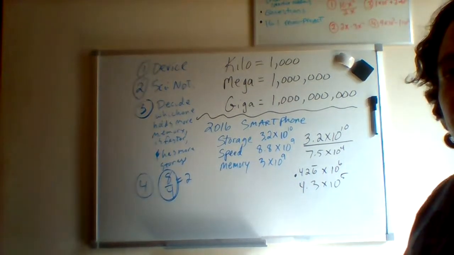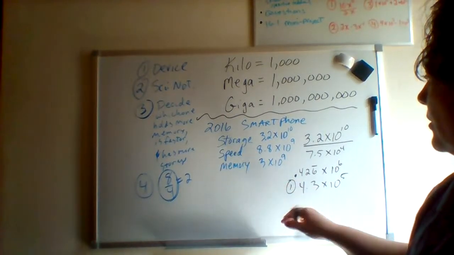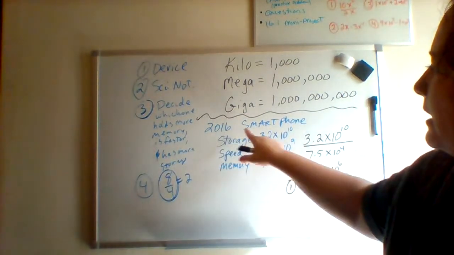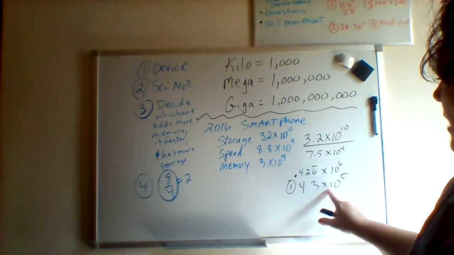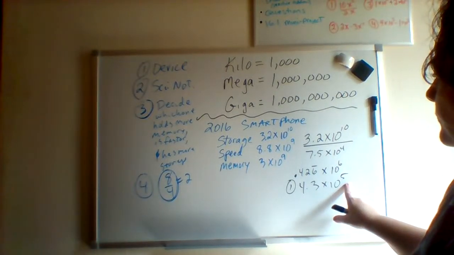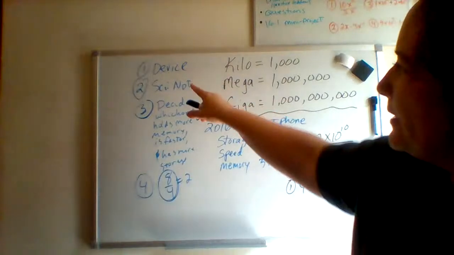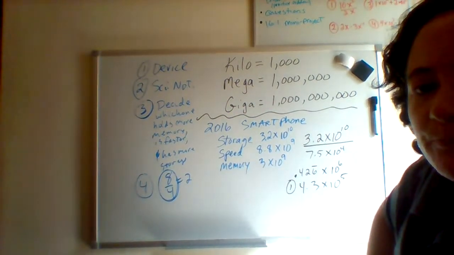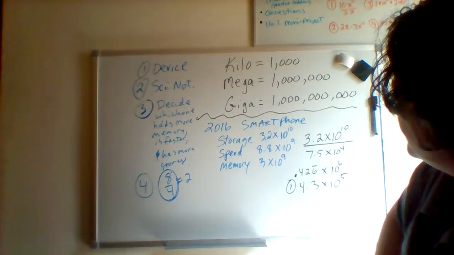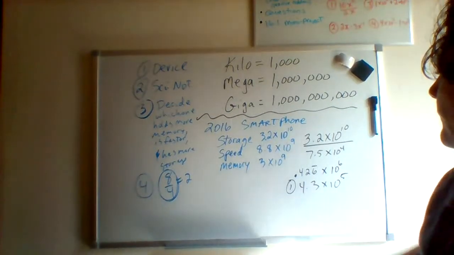So for me, I have my first answer. My first answer is that a 2016 smartphone has 4.3 times 10 to the 5th power more storage than the Apollo guidance computer. Okay, so that's number 1.